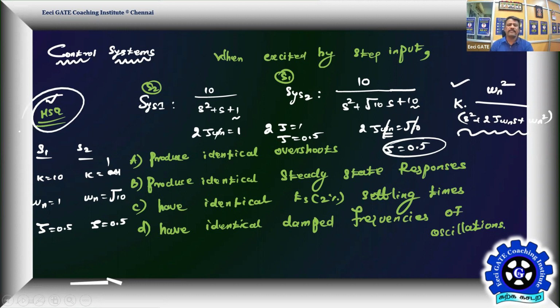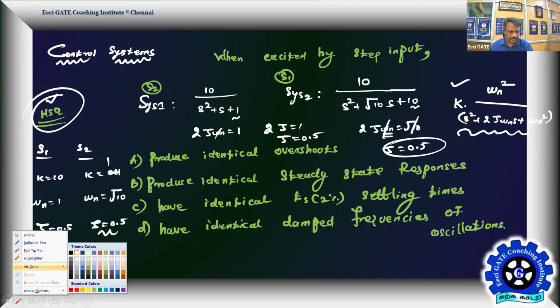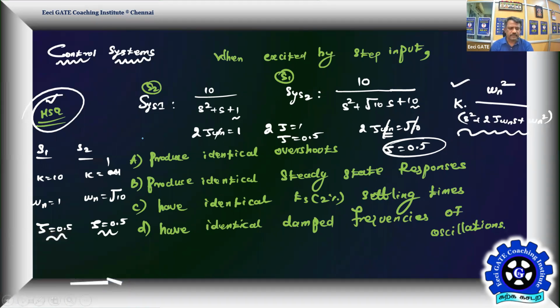See, the beauty of the problem is it's an MSQ, multiple select. MSQ usually means we expect more than one option, correct? But we'll see what is correct. Zeta equal to 0.5 for both, which means the two systems are identical in terms of damping. When excited by a step input, both will produce identical overshoots. Only overshoot depends on damping. So this is true.